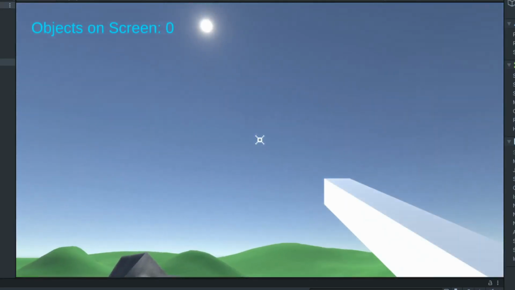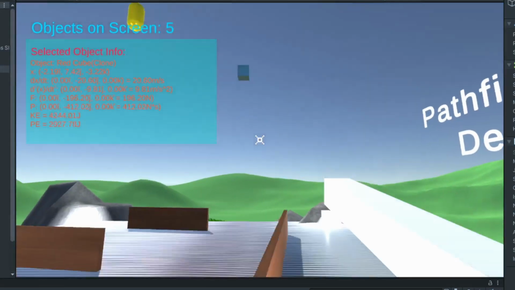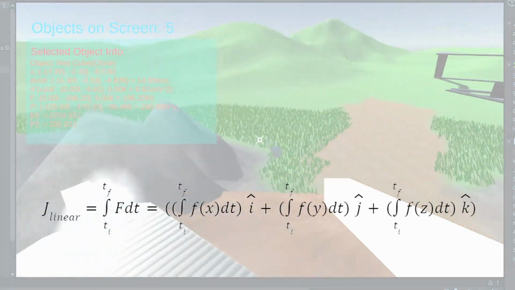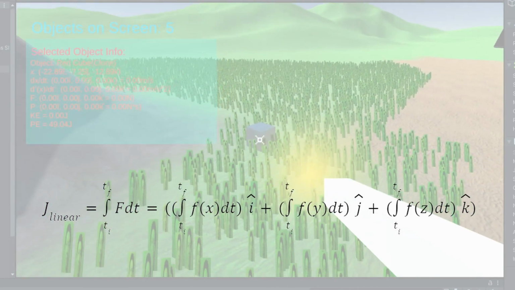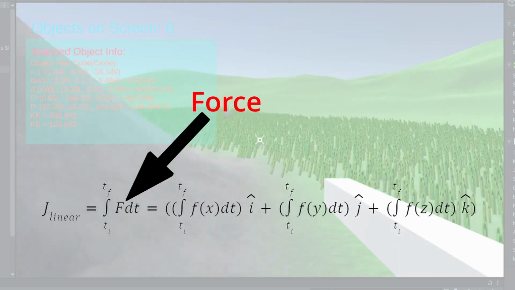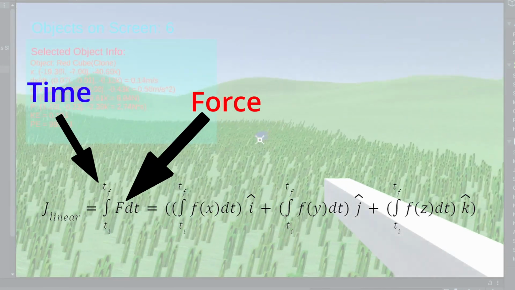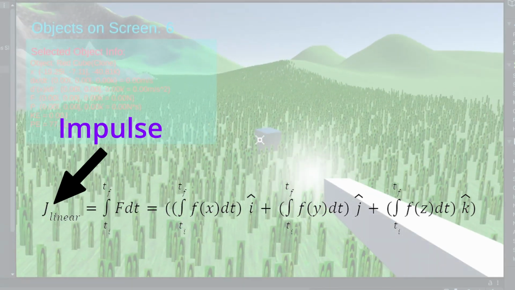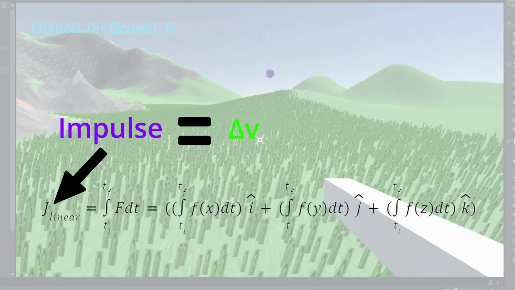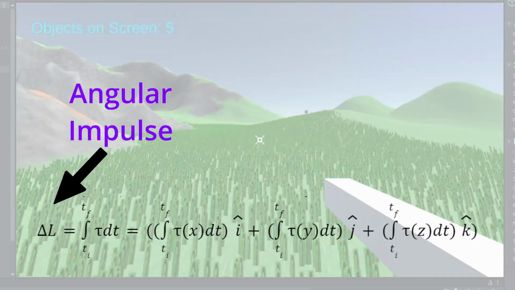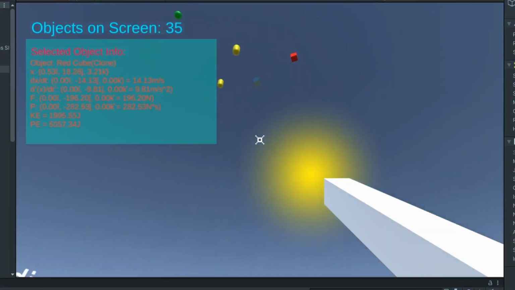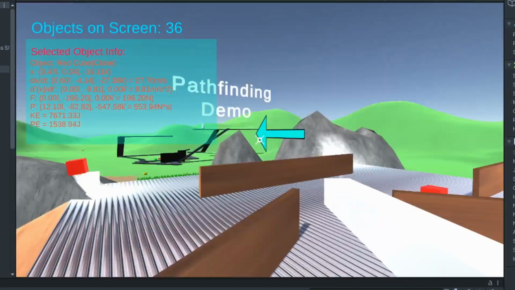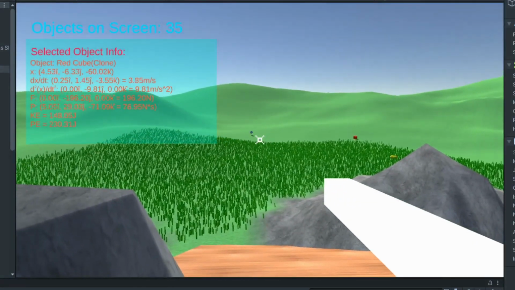Now, collisions would theoretically be calculated with a formula like the one shown on screen. Essentially, for each dimension, i, j, and k, or x, y, and z, we calculate the force applied to an object over a period of time. This gives us an impulse vector, or effectively a change in velocity. This also applies to angular impulse, a change in the speed of rotation. If 2 blocks collide mid-flight, you'd expect them not to bounce off without rotating.